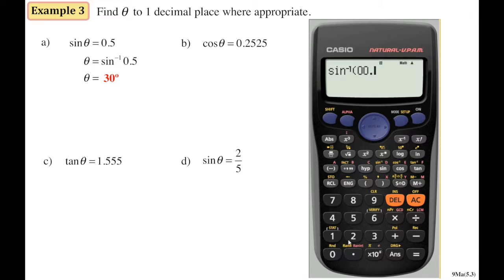Well, inverse sine of 0.5. I've accidentally put double 0.5, but that doesn't matter. Do the inverse sine of 0.5, push equals, and it tells us the answer's 30 degrees. And there you have it. Let's try the second one.